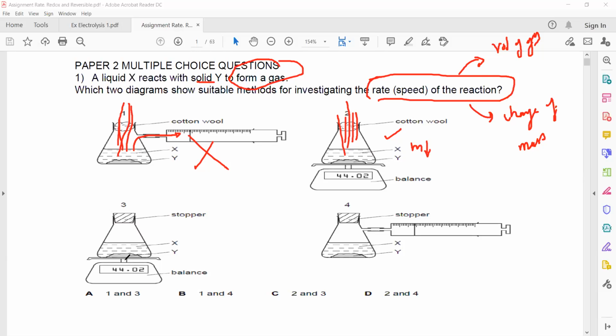Experiment 4, the third, will not work at all. Why? Because you put a stopper, so you don't allow the gas to escape, because change in mass will only occur if the gas escapes from the mixture. And here a stopper is there, so when a gas is released, it can be collected in a gas syringe. So 2 and 4 will work. Is it clear, this question?